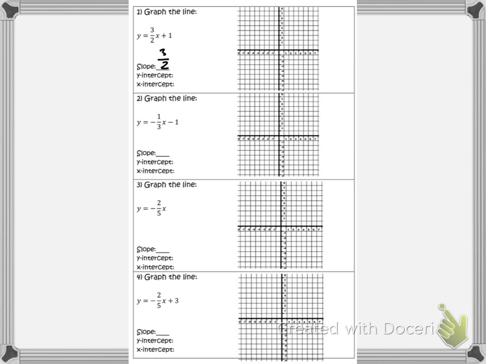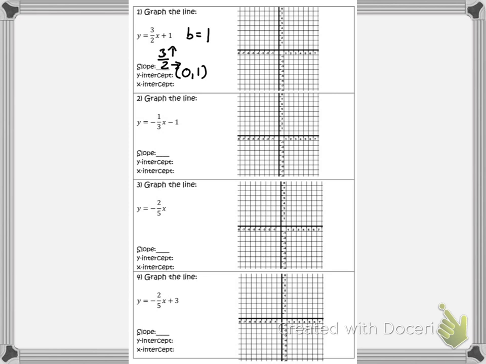And because it is positive 3 over positive 2, it means I will go positive 3, which means up 3, because it's rise. And then 2 will be to the right 2 because it's run, a positive run is going to the right. And my b value will be positive 1. That means the y-intercept, I will start at 0, 1.